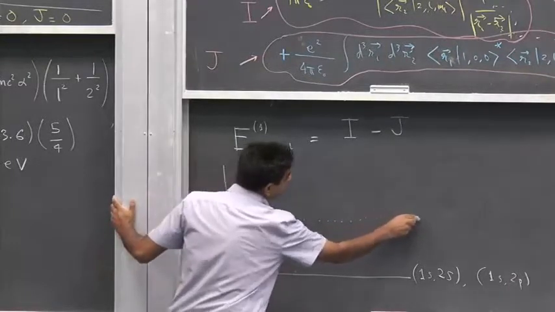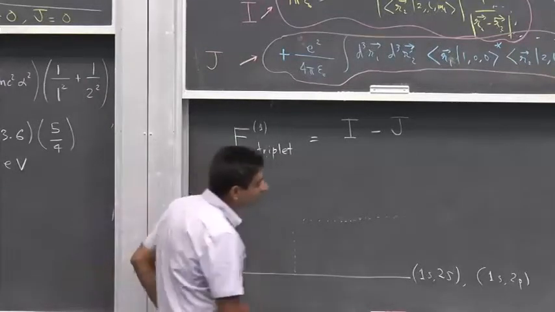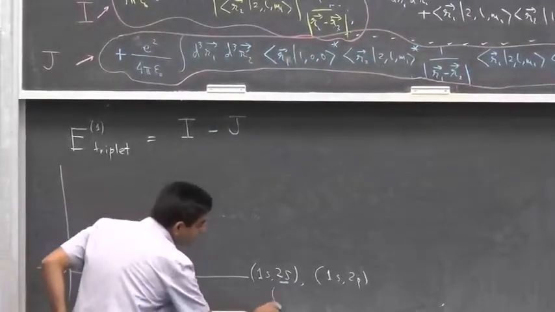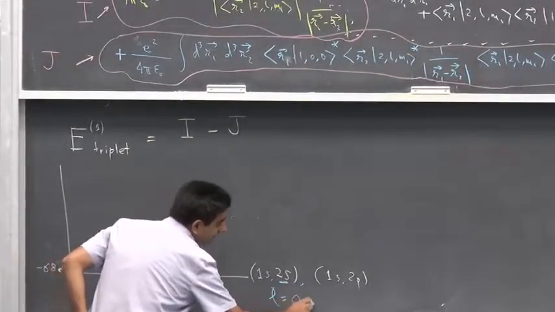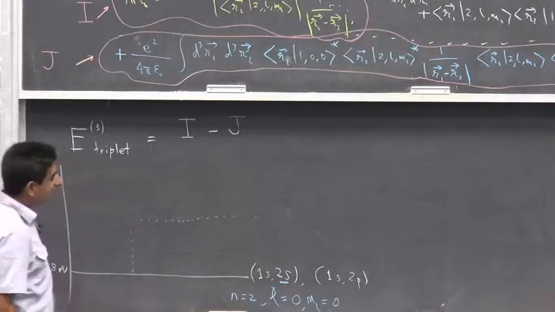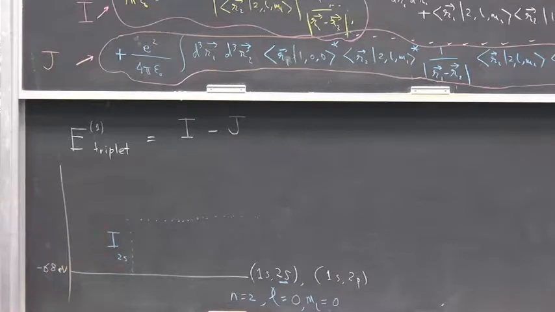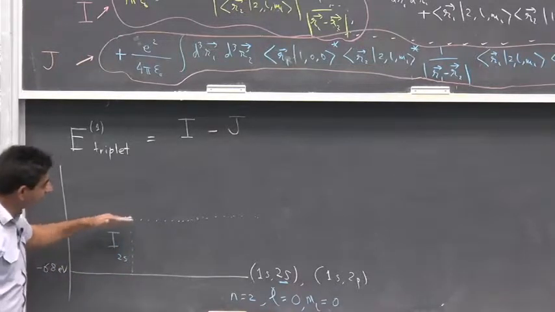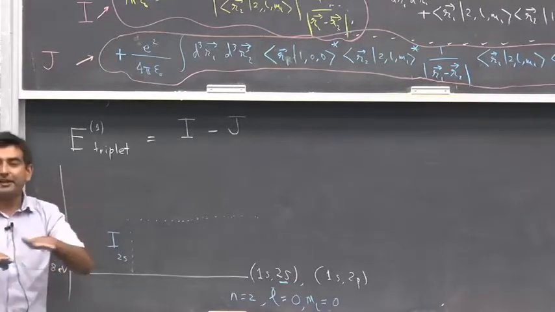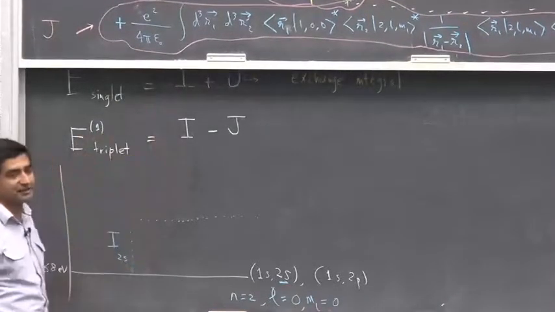Now I'm going to exaggerate this diagram a little bit. It's not the same scale as over here. You have an I for the 2s state. 2s means that L equals 0, ML equals 0, n equals 2 for the second electron. This will give a certain value of I. Let's call this I2s. Now, within the 2s orbital, the singlet and the triplet split in energy. They have different energies. One has energy I plus J, the other has energy I minus J.